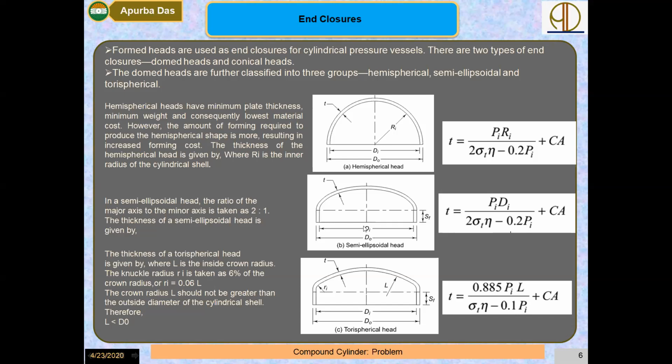And the semi-ellipsoidal head looks like this. It is semi-ellipsoidal. The ratio of the major and the minor axis is taken as 2:1. So you can see that the thickness for this semi-elliptical head is given by this formula: Pi Di over 2 sigma times efficiency minus 0.2 Pi, plus corrosion allowance. Here Do, and Pi is the internal pressure, is given, and eta is the efficiency.